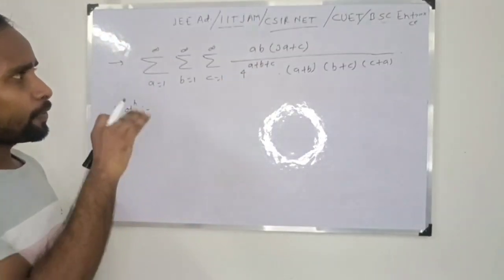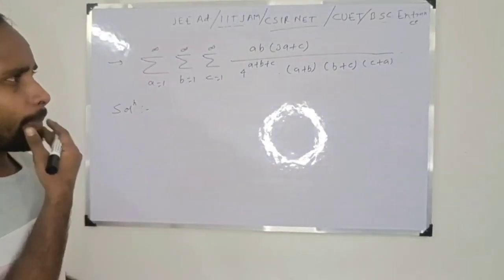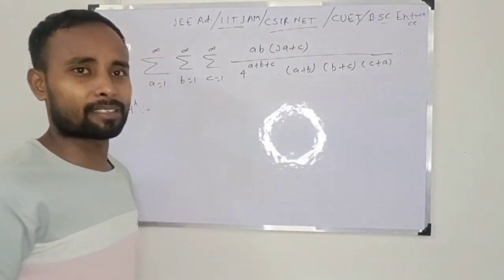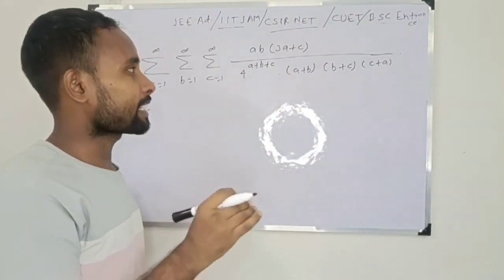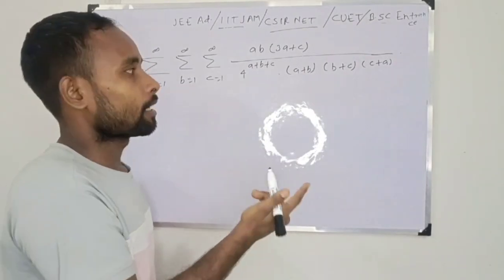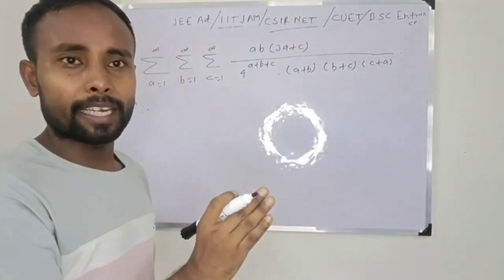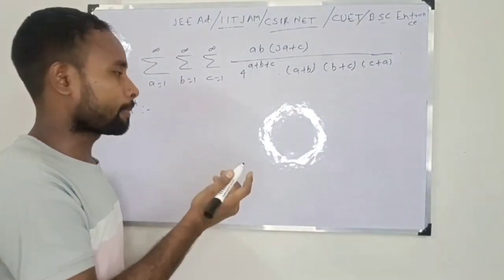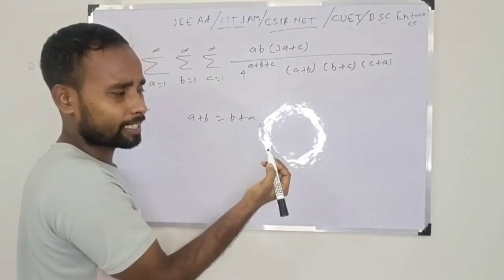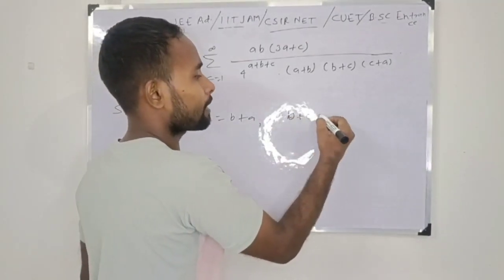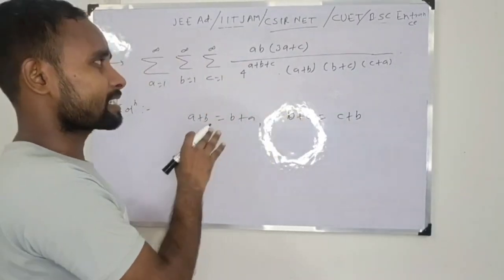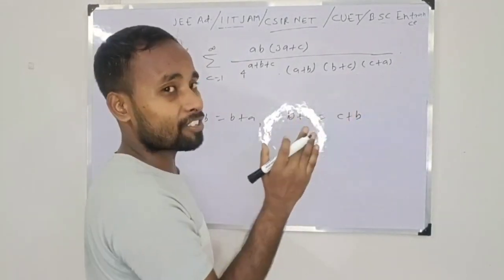Now, if you see this question, what will happen? Denominator portions are cyclic, totally cyclic. Cyclic means that if you replace a by b, b by c, c by a, it will be unaffected. It also means that if you replace a plus b by b plus a, that will be unaffected. Again, if you replace b plus c by c plus b, it will be unaffected. So overall, the denominator portion is totally cyclic.